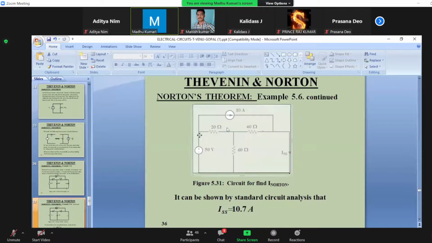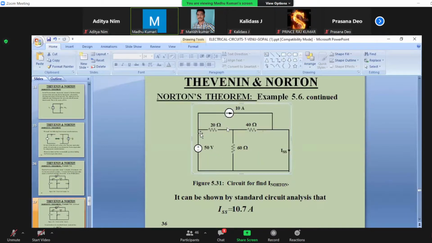I am giving a hint. Here the voltage is 50 volt at this point. Here 10 ampere. What will be the current across 20 ohm? Again, this current is divided into two parts. By the current division rule, you can find out the current across 40 ohm. Since this 10 ampere and the current across 40 ohm will be added here, I_SC equal to I40 plus 10. What will be the I40?